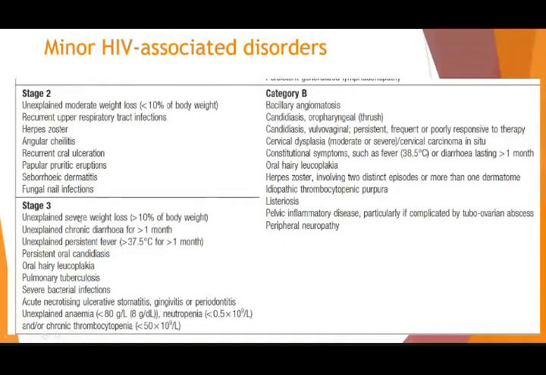So if a patient has recurrent upper respiratory tract infections or recurrent oral ulcerations, you should keep in mind that this patient may have HIV. It may be the manifestation of HIV.